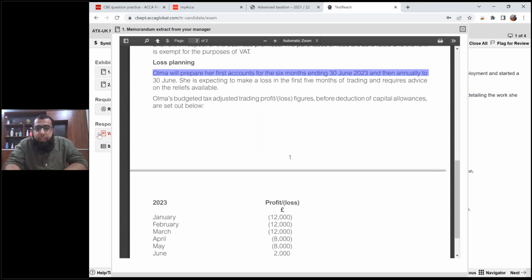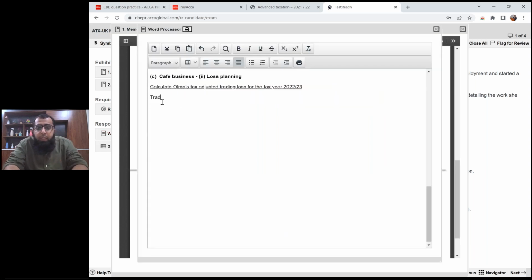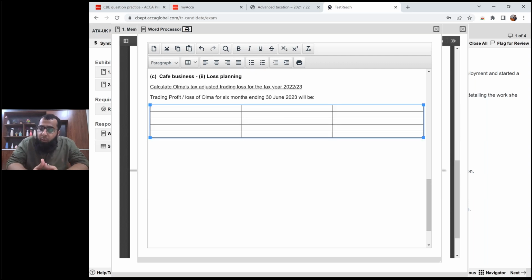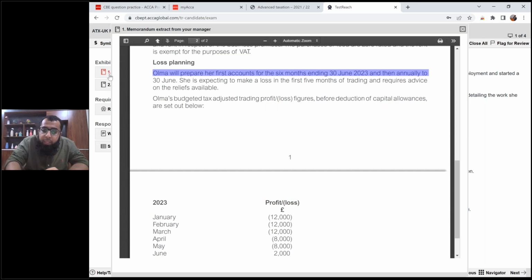Listen to me. Trading profit slash loss of Alma for 6 months ending 30th June 2023 will be. First of all, we will calculate her 6 months trading profit loss figure. Okay. Now, in January 2023, then February 2023. Now, these are the 6 months. Here is the data given. See, I'm not doing anything new. Here is the data given.